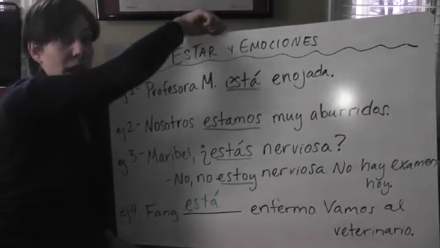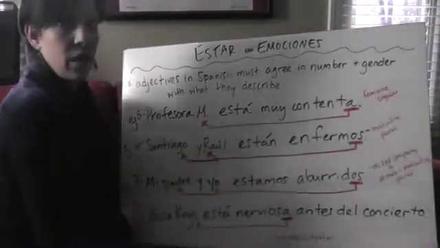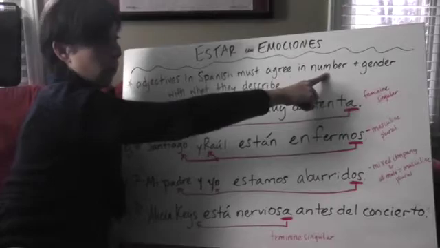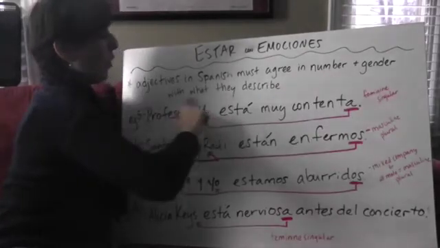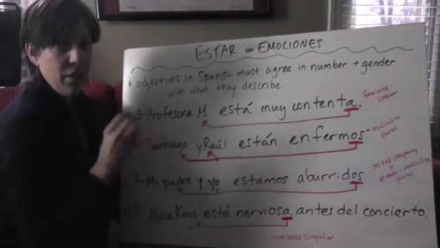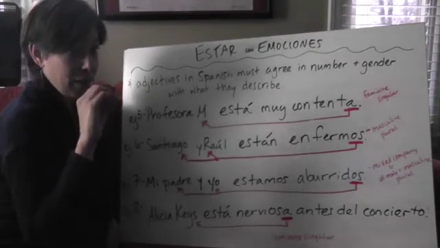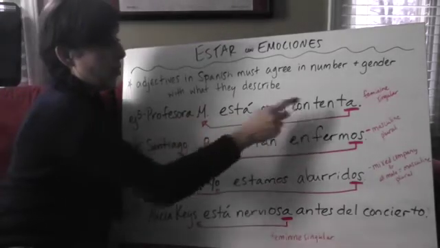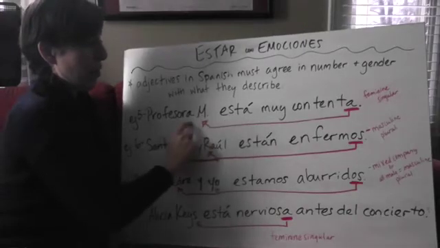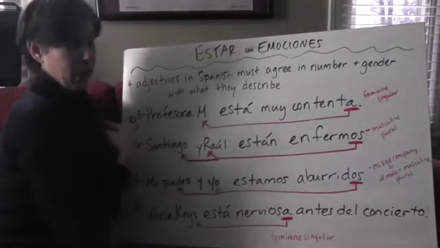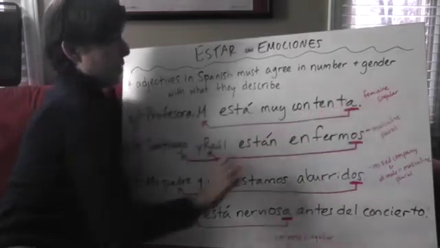Now, in order to really get the knack of estar and emotions, you've got one more thing you need to do. And that is learn how to make your adjective match your subject as well. So, adjectives in Spanish must agree in number, singular and plural, and gender, masculine and feminine, with what they describe. So before we had Feng, Feng's a boy, so we would have Feng está enfermo, and it would end in an O because he's masculine and singular. Alright, ejemplo 5, profesora M, that's me, está muy contenta. So those match, and then contenta needs to end in an A because I am feminine singular. So I would say, profesora M está muy contenta, feminine singular.